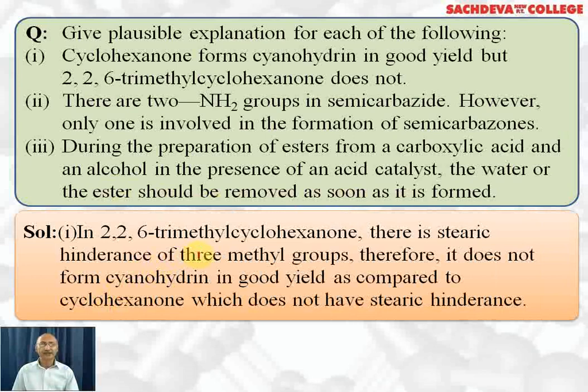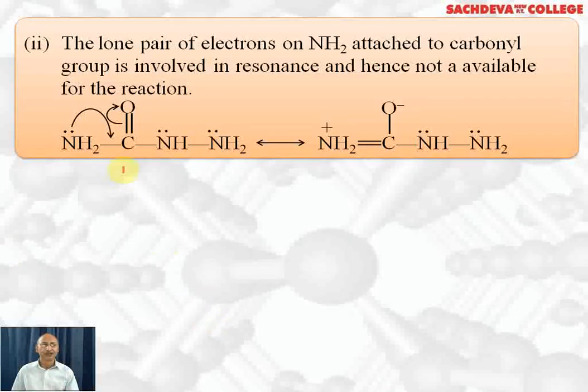In 2,2,6-trimethylcyclohexanone, there is steric hindrance from the 3-methyl group. Therefore, it does not form cyanohydrin in good amount as compared to cyclohexanone, which does not have steric hindrance.